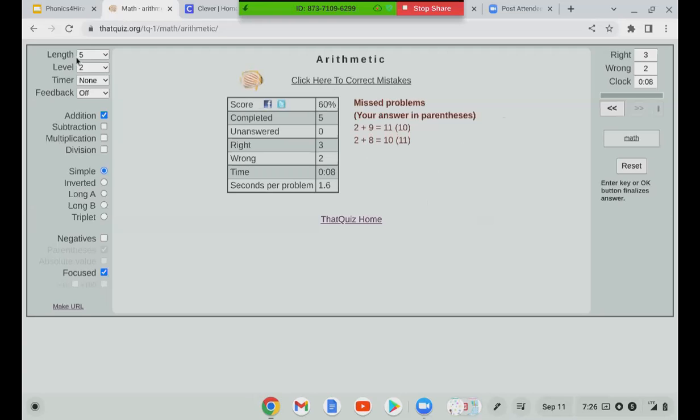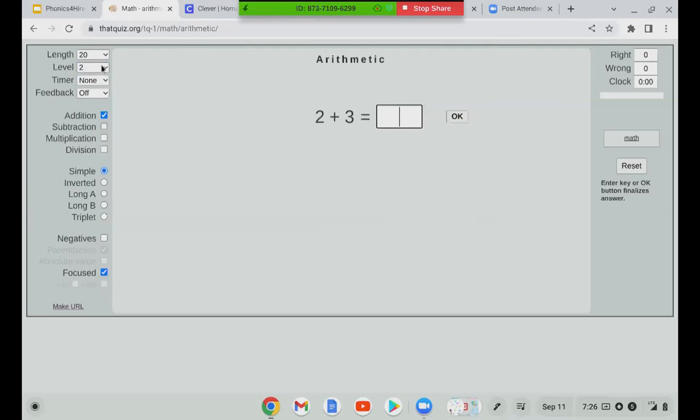Okay, so let me show you another way to do it. When your child gets good enough, remember, set the length at 20. Again, the lowest level you can do is 2. Make sure it's on focused. And I'm going to change it so you can see. Since I had it on level 2, it was just adding with 2. So if I put it on 3, it's going to just be adding with 3. And then I'm going to turn the timer on 1 minute once my child has practiced enough with it.